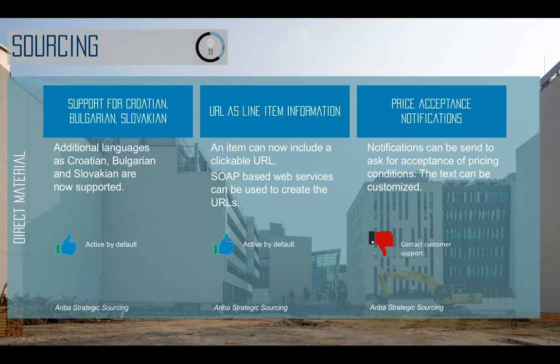In the line item information, you can now add a clickable URL, for example, for a document or something like that. And you can use a SOAP-based web service to determine the documents that are related to this URL. For price acceptance, if you have this process, you can now send notifications for pricing conditions, and the text for these notifications can be customized. To get it, you need to contact your customer support.